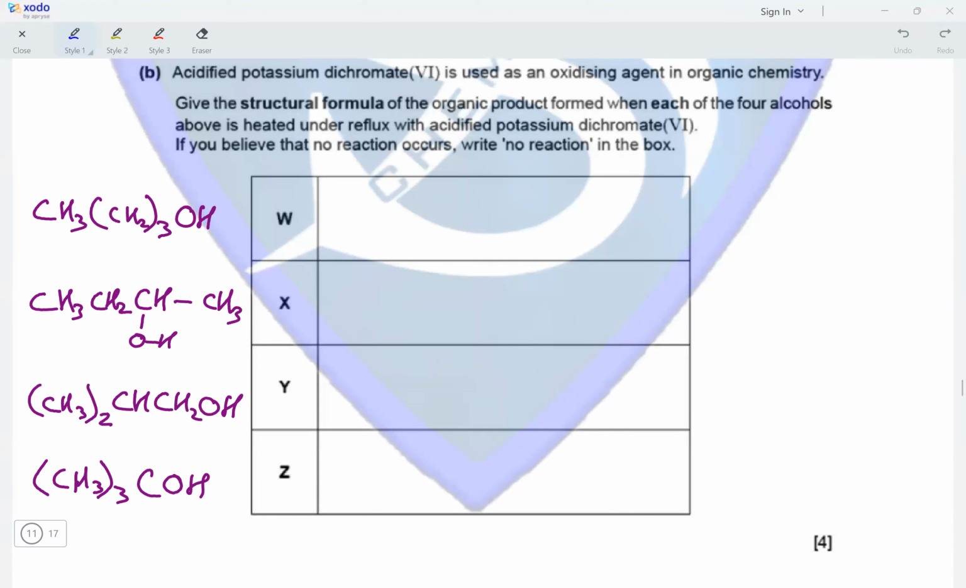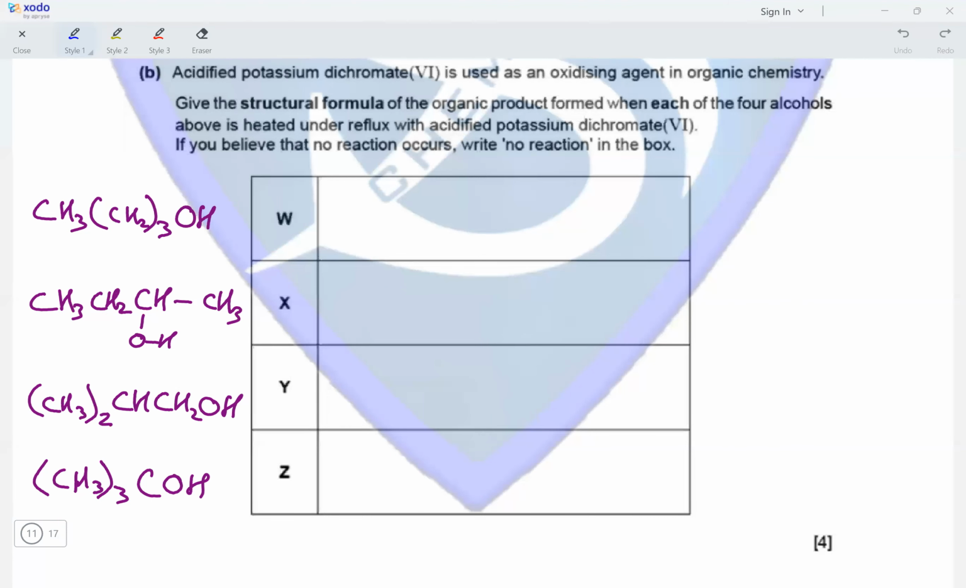Acidified potassium dichromate(VI) is used as an oxidizing agent in organic chemistry. Give the structural formula of the organic product formed when each of the four alcohols above, drawn on the left, is heated under reflux with acidified potassium dichromate(VI). If you believe that no reaction occurs, write "no reaction" in the box.